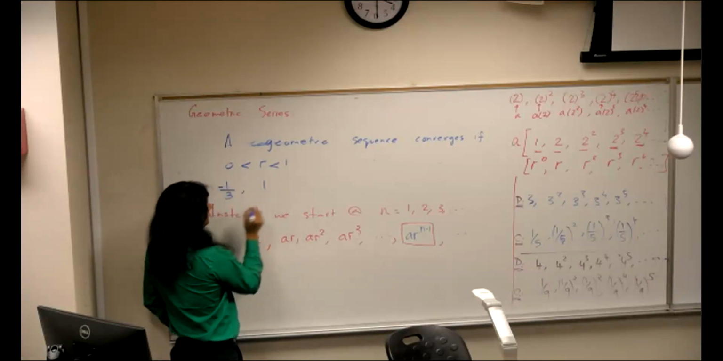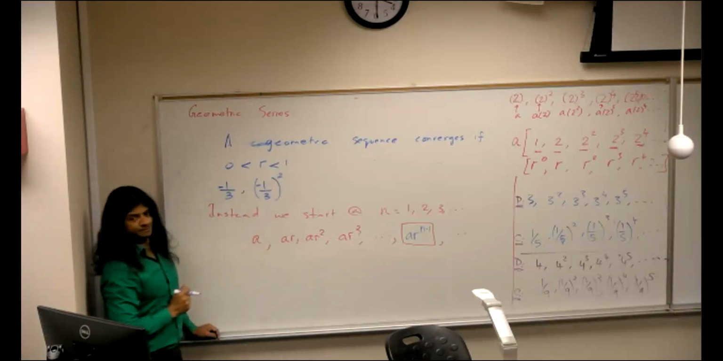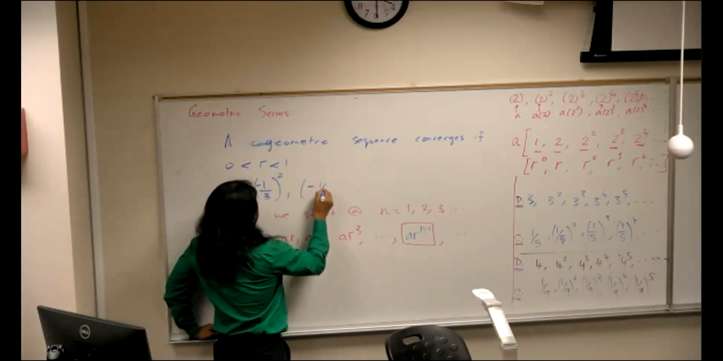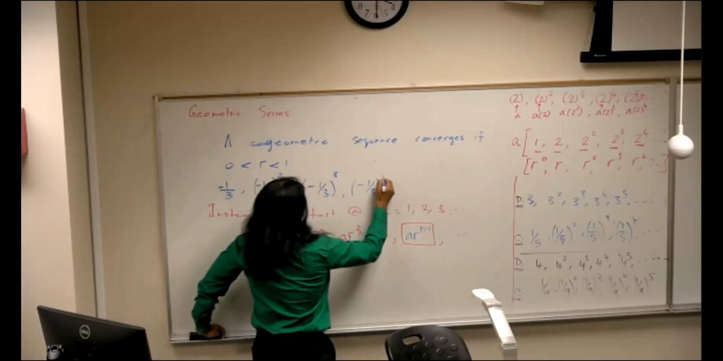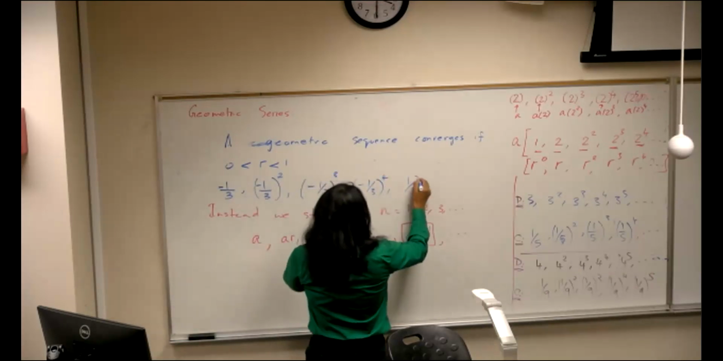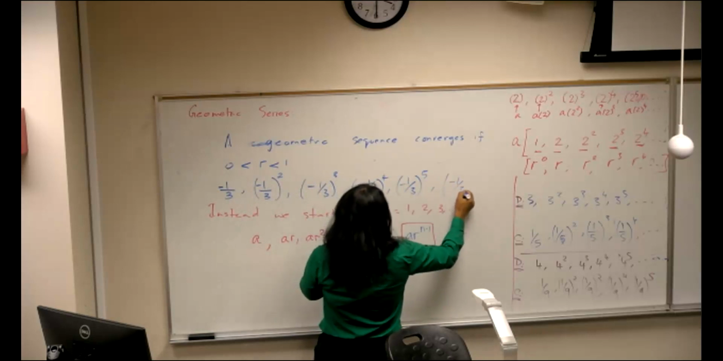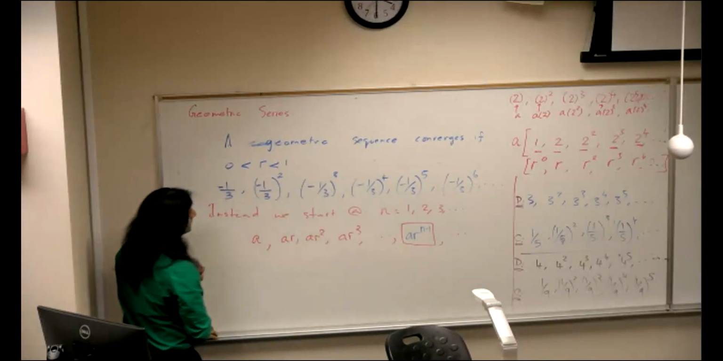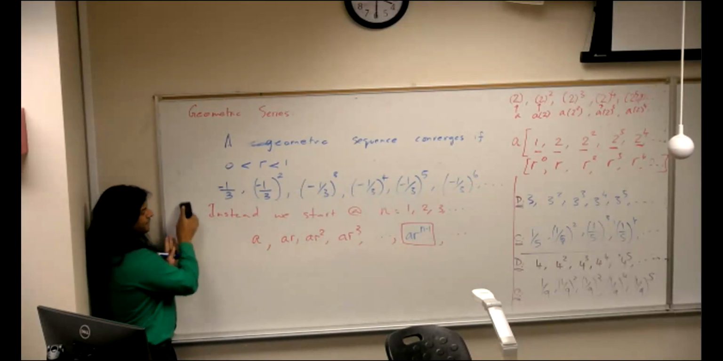With the negative 1/3, squared. Good. 1/3 cubed. 1/3 raised to the 4th, negative 1/3 raised to the 5th, negative 1/3 raised to the 6th. I'm sure you'll get the point by then.